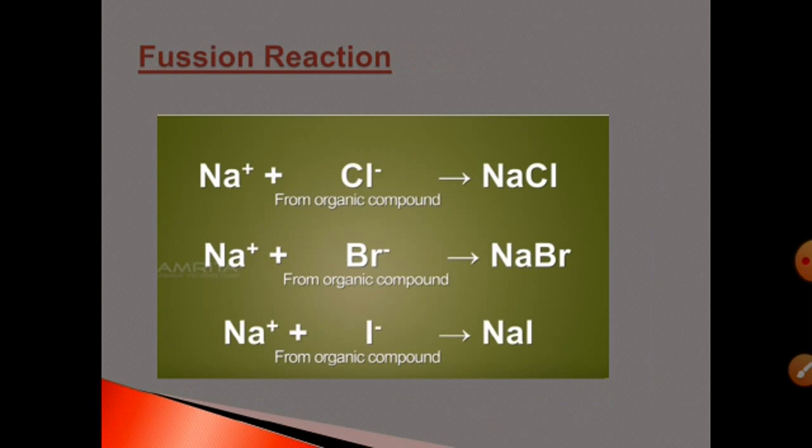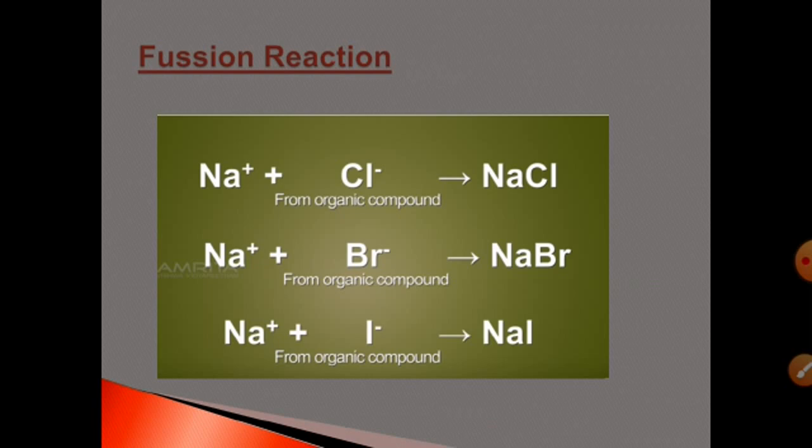If chlorine is present, then it is converted into sodium chloride. If bromine is present in the organic compound, it reacts with sodium metal to convert into sodium bromide. When iodine is present, it is converted into sodium iodide. These ionic sodium halides can be extracted and used to detect halogens.